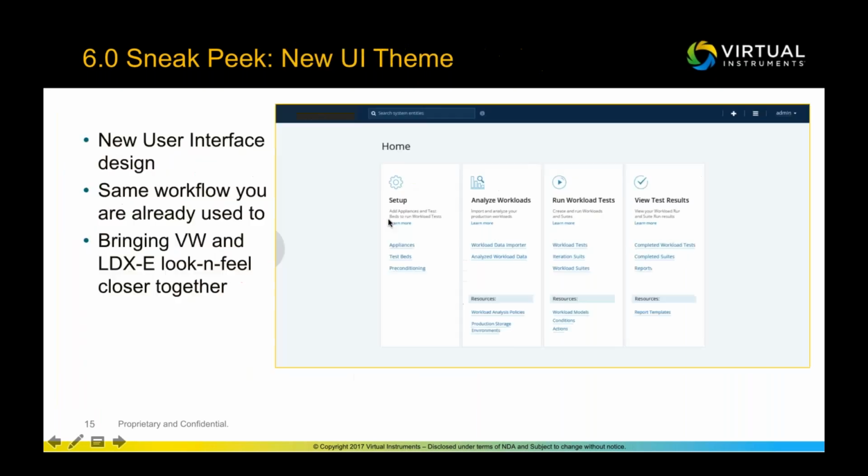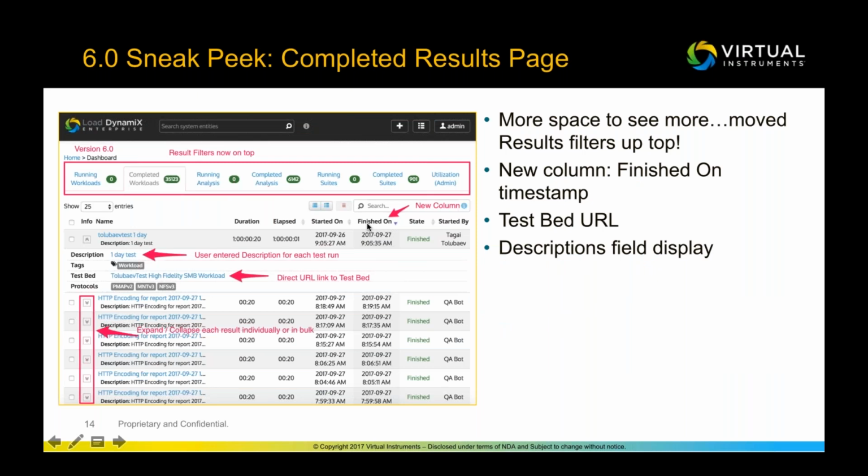In addition, we also added a new column here. Before, this Finish On column did not exist. Now you have the new column that says Finish On, and you can sort on it as well. So the completed results page in 6.0 should give you a much better user experience and usability, and in particular, specifically allow you to find the test run that you want to find.